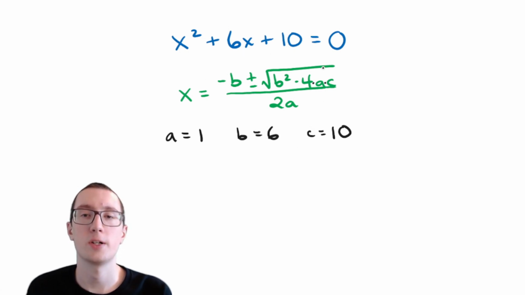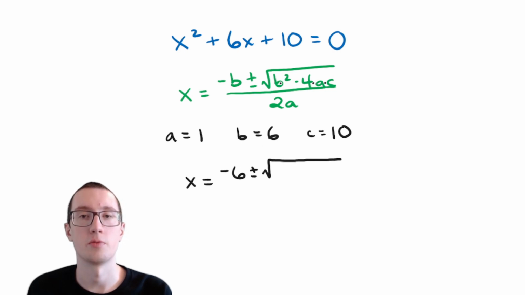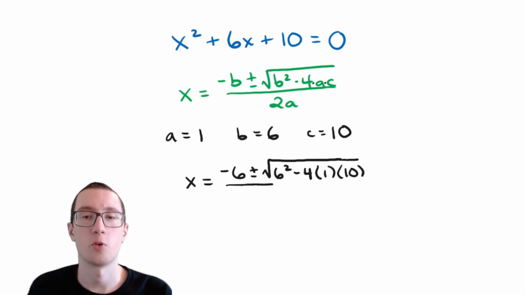All right, so let's go ahead and plug in these numbers into our formula and see what happens. So we have x equals -b. b is 6, so that's going to be -6. Plus or minus the square root of b squared. b is 6, so we're going to have 6 squared. Minus 4 times a is 1, and c is 10. And then that's over 2a, which is 2 times 1.